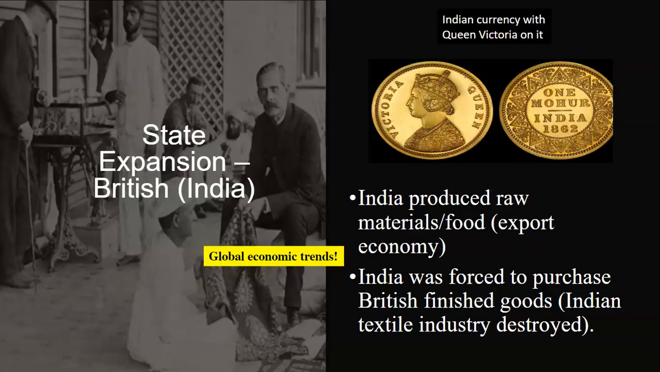So state expansion, like I said, is going to lead to England taking over. They are going to take over all of India. And it's essentially mercantilism. So, as a reminder, mercantilism is the economic theory that trade generates wealth and is stimulated by the accumulation of profitable balances, which a government should encourage by means of protectionism. So India is producing all the raw materials and the food as an export economy, but India is then forced to purchase British finished goods. So their own textile industry was essentially destroyed.